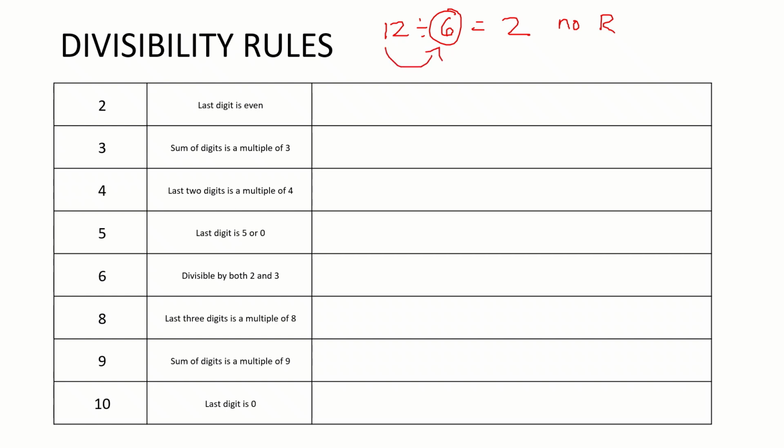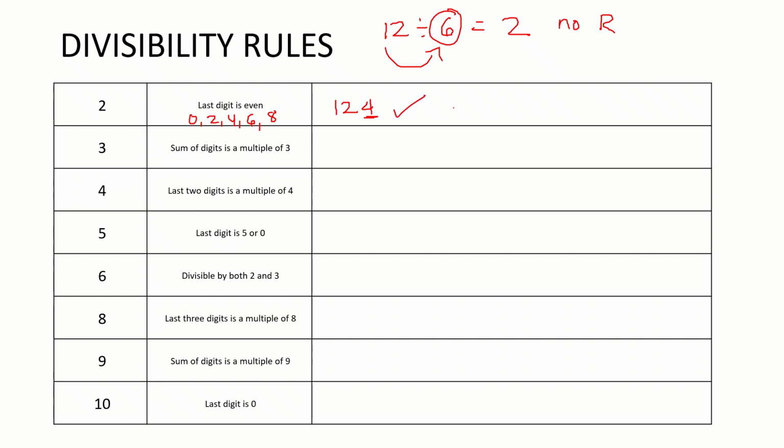Now let's see how we know whether numbers are divisible by numbers from 2 to 10 without having to actually divide them. For 2, all you need to check is whether the last digit is even. Even means it's either 0, 2, 4, 6, or 8. For example, 124. Last digit is 4, which is even. That means 124 is divisible by 2.